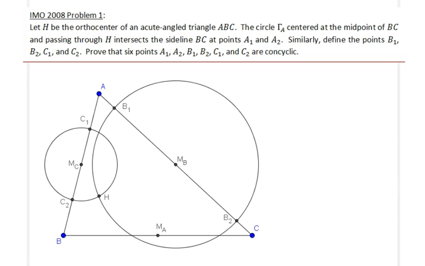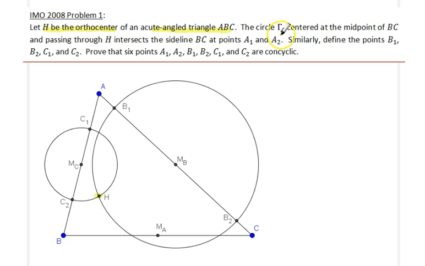Hello everyone, in this lecture we will be going over IMO 2008 problem number 1. Here's a view of this problem. Let H be the orthocenter of our acute angle triangle ABC. I have clearly marked the point H here on this picture.